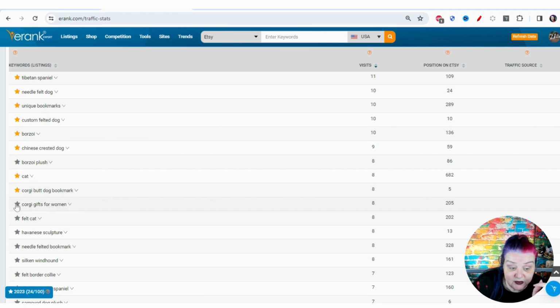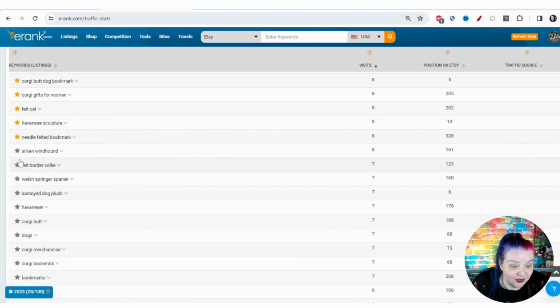Corgi gifts for women. That's an interesting one that I've never used before. So I'm learning stuff. Felt cat, these are all relevant. So you just click them all in. I'm loving this. So this breeds of dogs is giving me an idea that perhaps at some point I should sit down, work out the top 100 breeds of dogs, and make a listing for every breed of dog. I can totally do that.